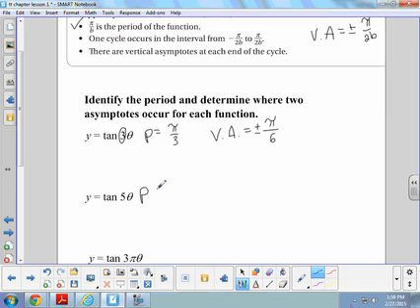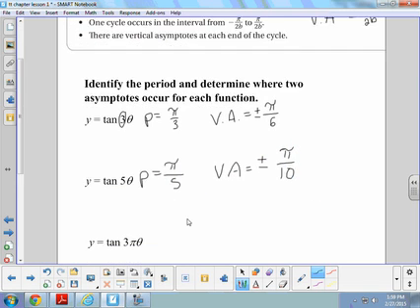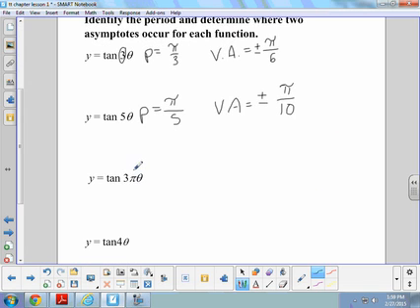For this one, our period is pi over 5. And our vertical asymptote is happening at plus or minus pi. And it's going to go over 2b, so that'd be 2 times 5, which is 10. Now this one's a little bit different because our b is actually 3 pi.